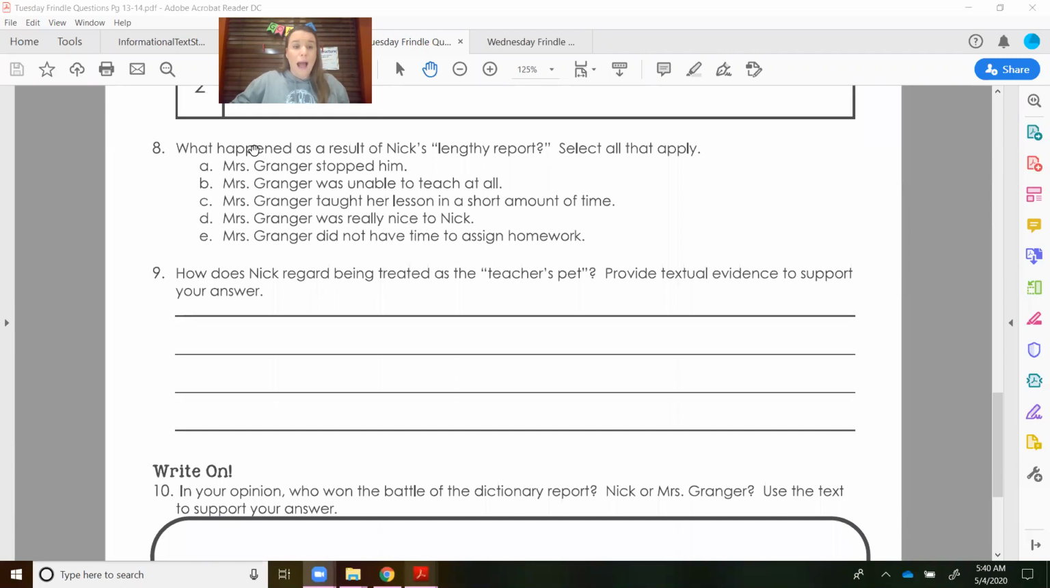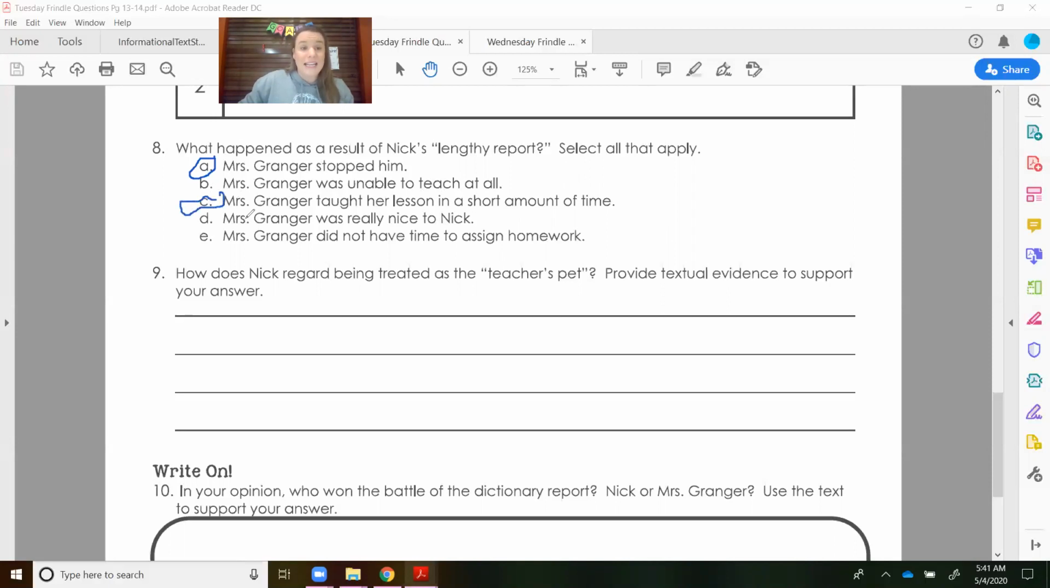All right, number 8, what happened as a result of Nick's lengthy report? Select all that apply. Well, what happened was, and this one's just directly from the text, and I'm going to circle it for you guys. Miss Granger did have to stop him because it was getting so long that she's like, okay, that's enough right there. And she actually tried to stop him twice. The first time didn't work because the kids wanted to hear the rest of his report. The second time, she's like, I think that's enough for today. And she stopped him. Miss Granger was unable to teach at all? Nope. She stopped him and had just enough time to teach for 8 minutes and rushed it all through. So poor kids, they had to work really, really fast, and hopefully they got it. Miss Granger taught her lesson in a short amount of time? Yep, that is exactly what happened.